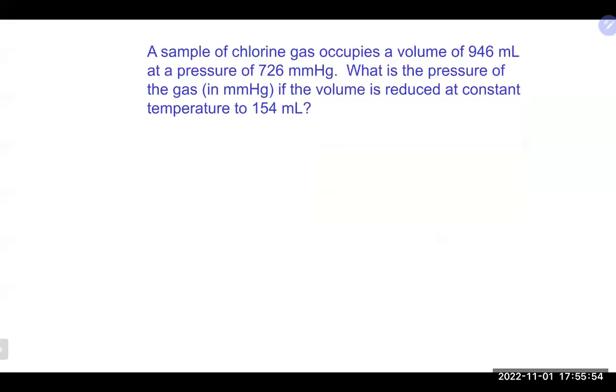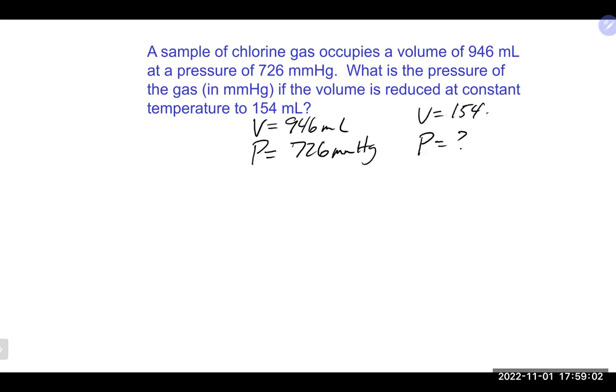So why don't we try one here? A sample of chlorine gas occupies 946 milliliters at a pressure of 726 millimeters of mercury. What is the pressure if we change the volume to 154? Let's take a moment or two and see what you come up with here. And we have a volume of 154 milliliters in this case.